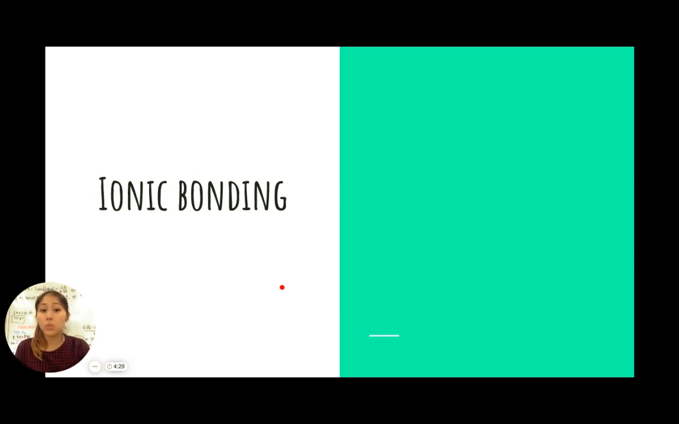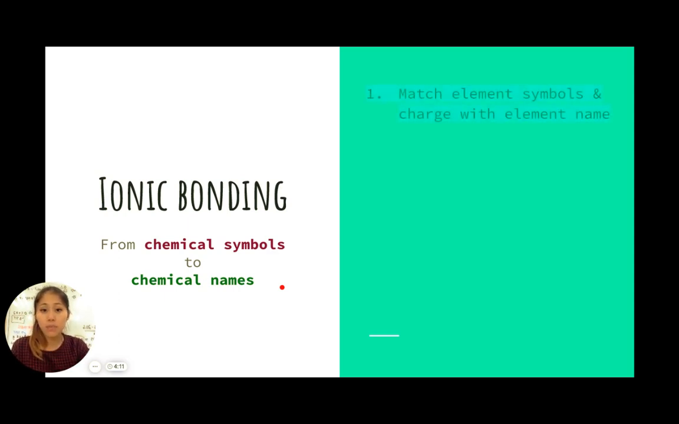Now, we just went from the chemical name to the chemical formula. What if you're given the chemical formula and you have to figure out the chemical name? So let's take a look at how we go about naming that, from chemical symbols, chemical formula, to the name.